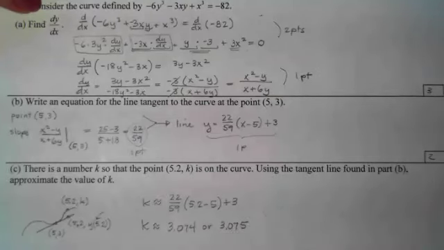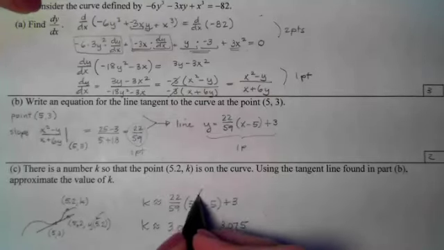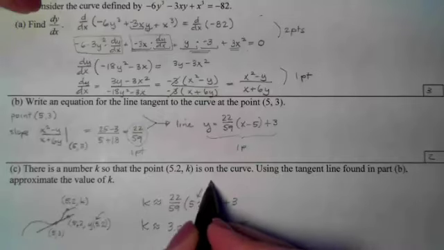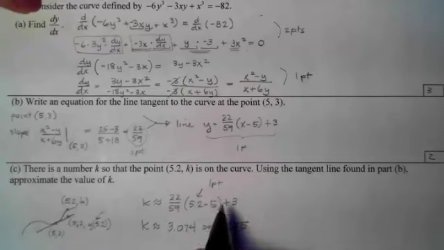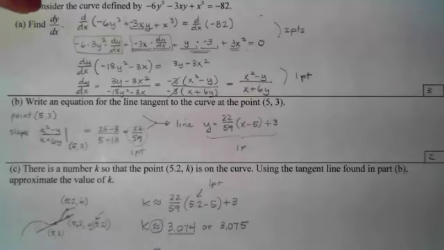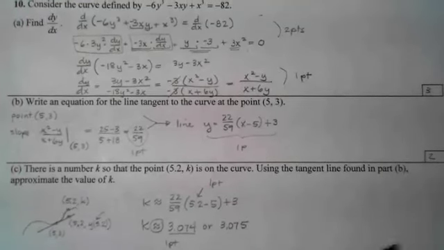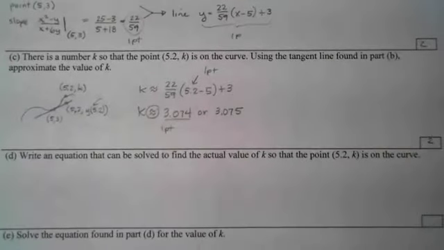Doing this process is worth 2 points. You get 1 point for plugging that 5.2 into the equation of the line, and you get another point for the approximate value. So if you say k equals that, you're going to miss this point. You got to make sure that it is the approximate value. So that's your second point. So we have 2 points remaining.